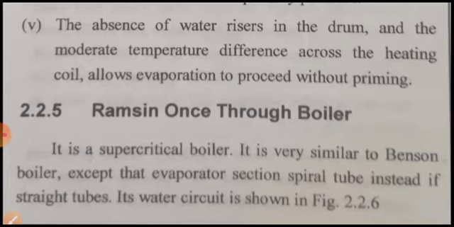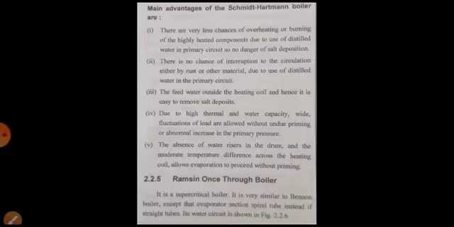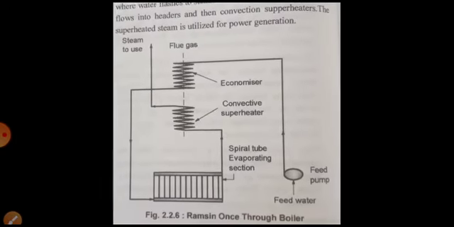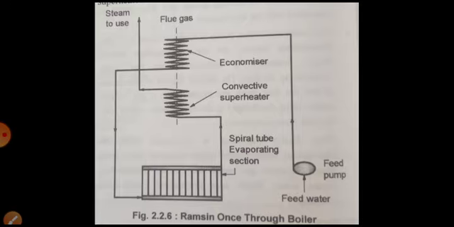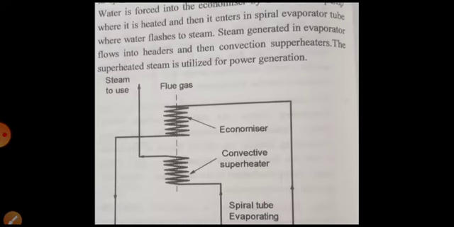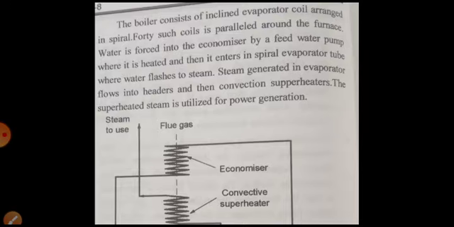It is a supercritical boiler. This is very similar to the Benson boiler, except that the evaporator section has spiral tubes instead of straight tubes. Its water circuit is shown in the figure. It is the same as the Benson boiler, but instead of spiral tubing as in the Benson boiler, vertical tubes are used in this particular boiler. The boiler consists of an inclined evaporator coil arranged in a spiral. 40 such coils are paralleled around the furnace.